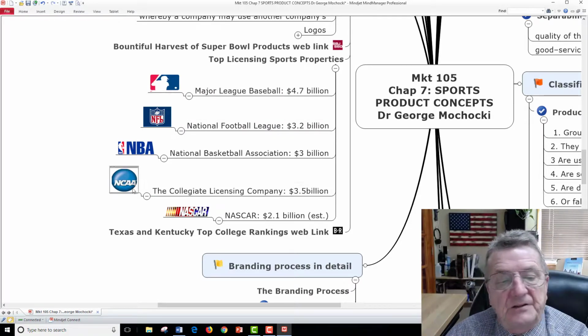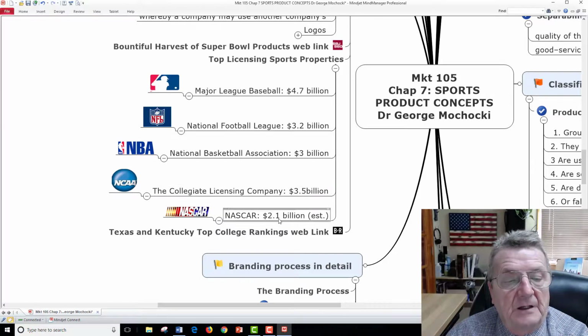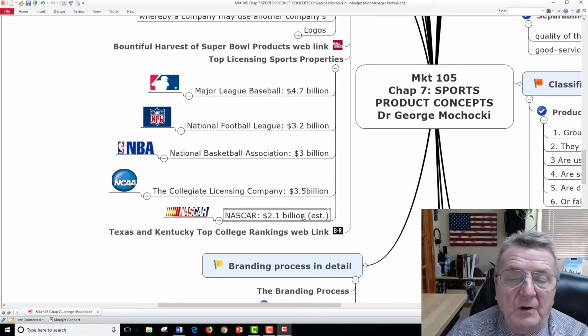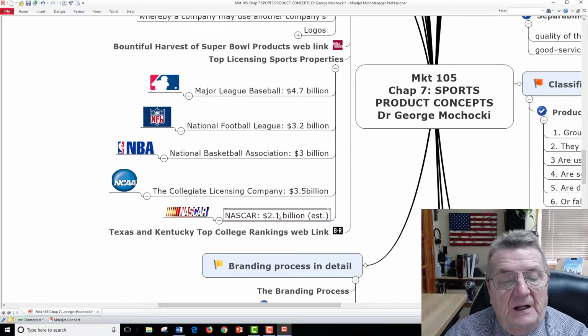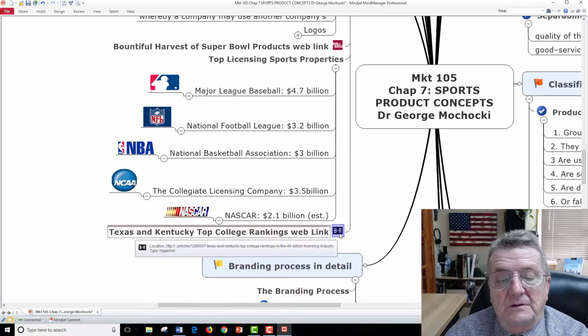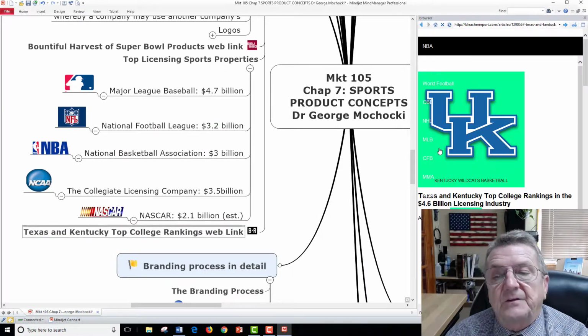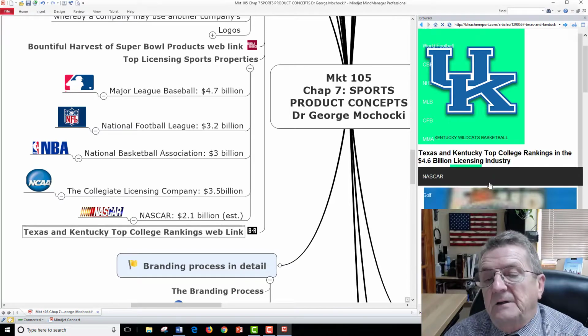Okay, a licensing company, 3.5 billion. NASCAR is pretty good. That's down south. NASCAR, 2.1 billion. This one's estimated, a little more than I thought they would. You know what I mean? So what's this one? Texas. Okay, I always try to bring it in. Okay, what do we have?